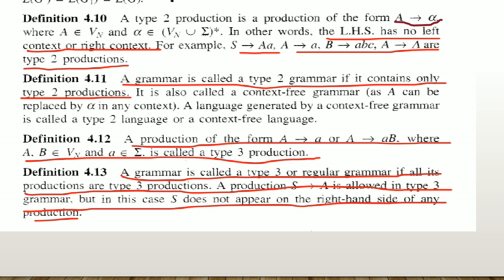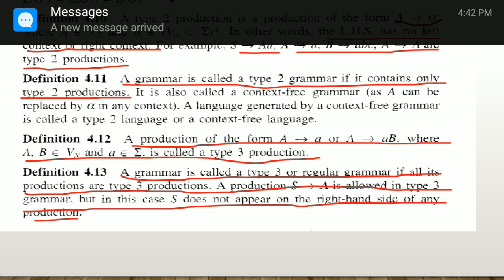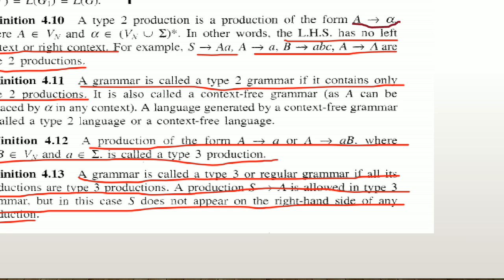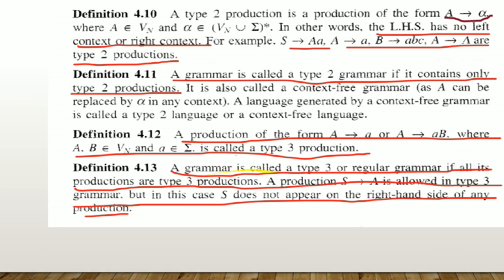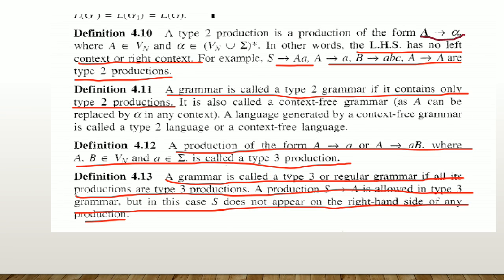A type 2 production is a production of the form A gives alpha, where A is any variable and alpha is a union of variables and the input symbols. In other words, the LHS has no left context or right context. For example, S gives AA, A gives a, B gives ABC, A gives null. So here on the left side there is no right or left context, there is only one symbol, a capital letter. So this is type 2 grammar. A grammar is called type 2 grammar if it contains only type 2 productions.